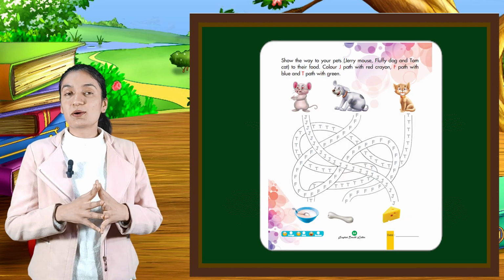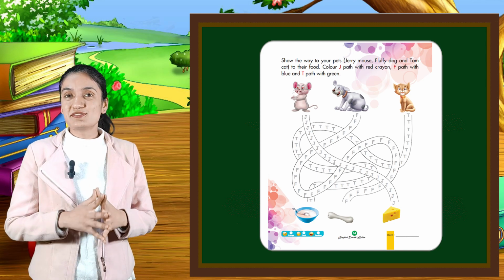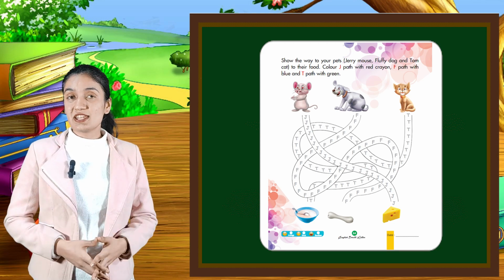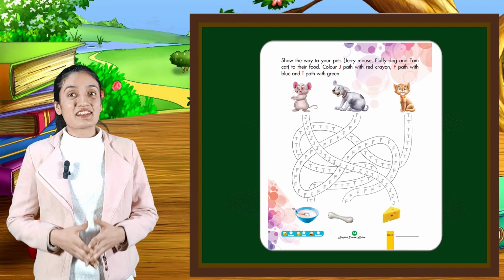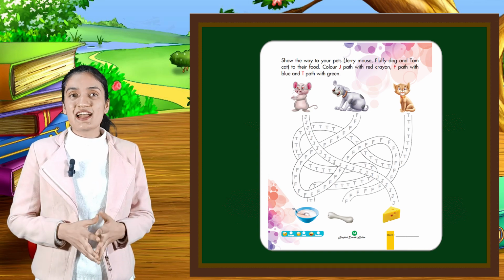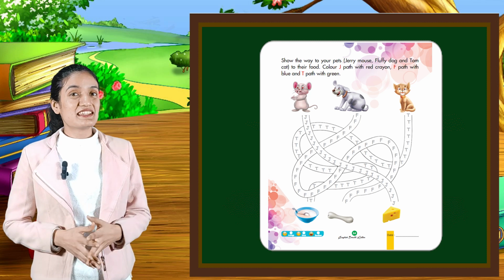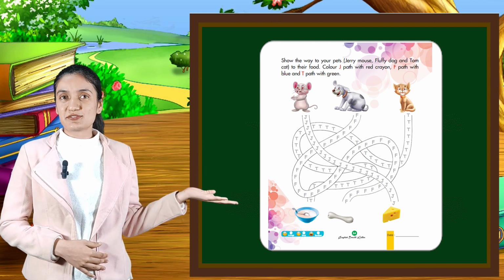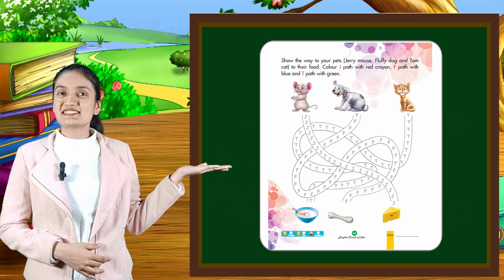Show the way to your pets, Jerry Mouse, Fluffy Dog and Tomcat to their food. Color J path with red crown, F path with blue and T path with green. So students, can you see the path? Join the animals with their food with different colors given.